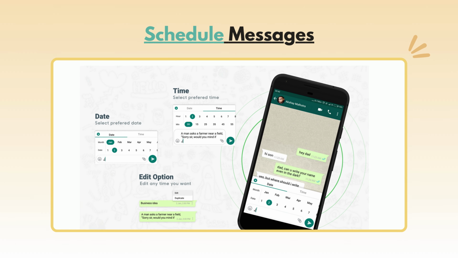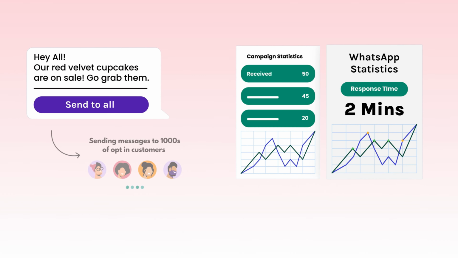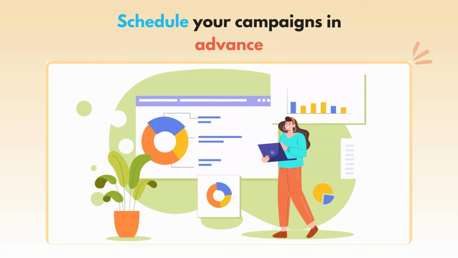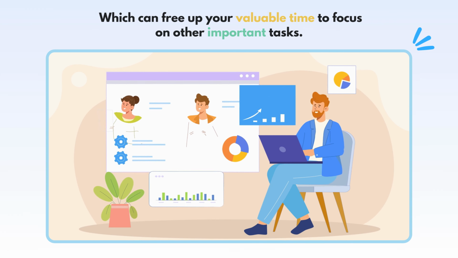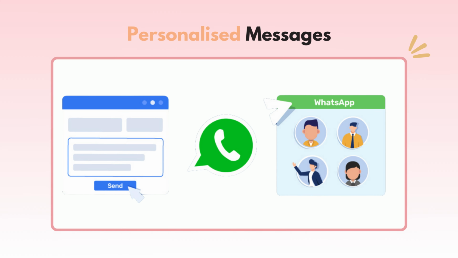Moving on, we can also schedule messages. This particular feature helps you schedule your campaigns in advance, and it shoots automatically as and when you plan as per your business cycle, which can free up a lot of your valuable time and lets you focus on other important tasks.